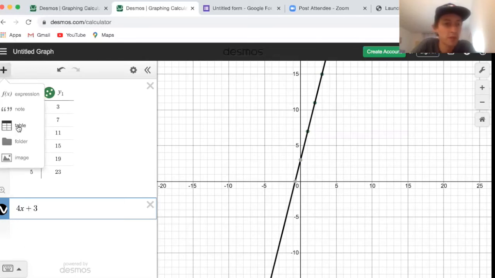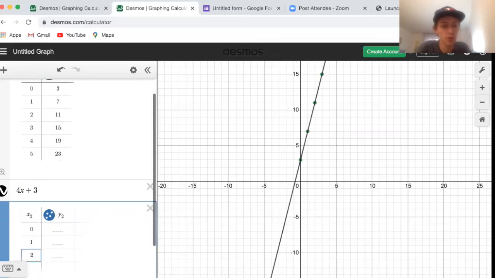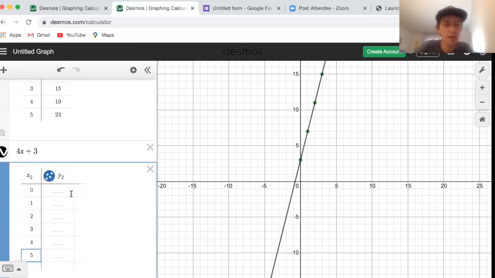Let's do another table. Let's just do some x values: 0, 1, 2, 3, 4, 5. I'm going to do 3, 1, minus 1, minus 3, minus 5, minus 7.